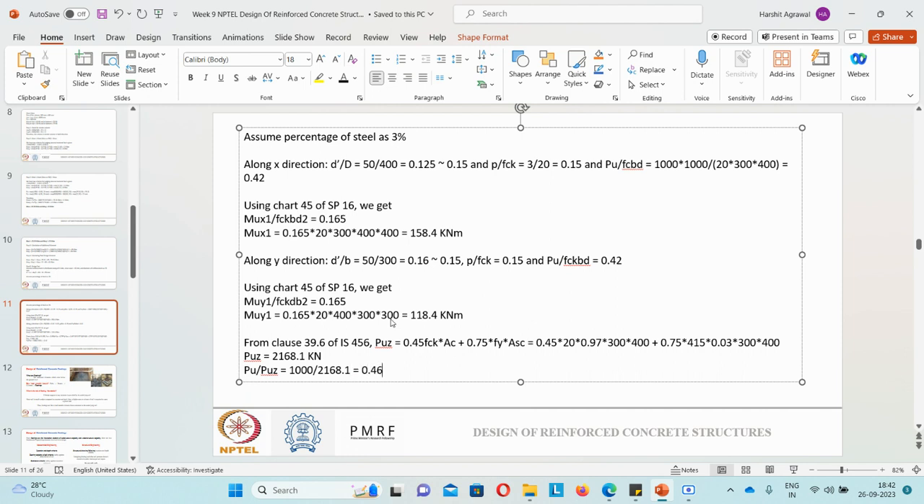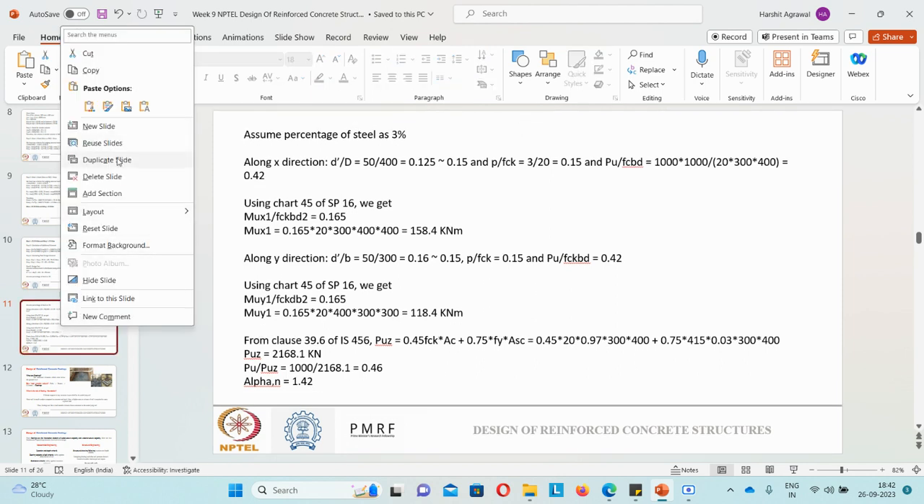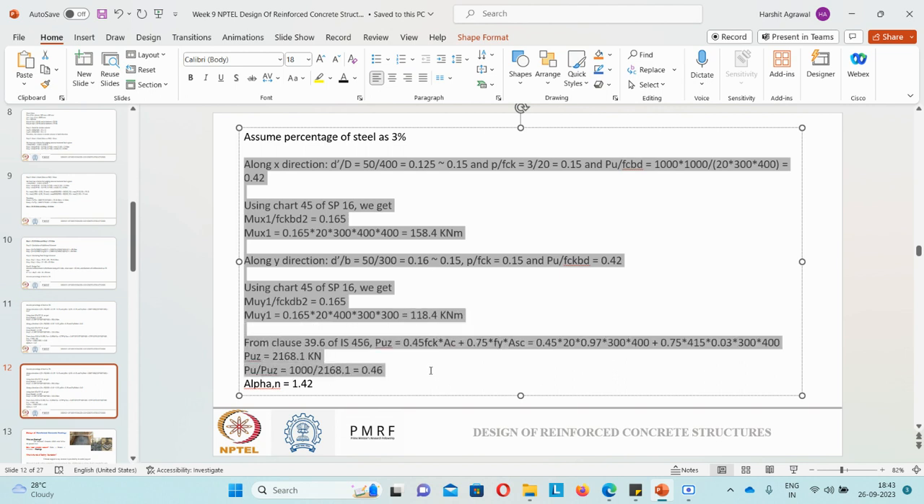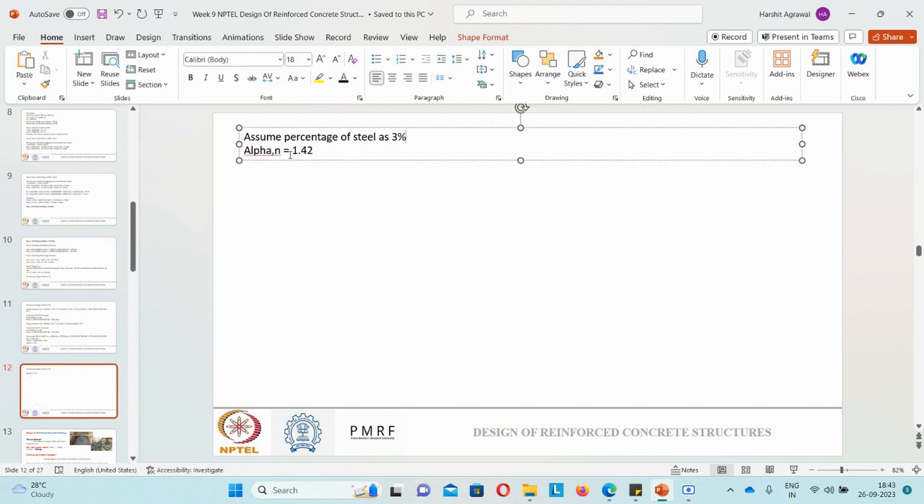We know for 0.2 ratio the alpha n value is 1, and for 0.8 ratio the alpha n value is 2. So by interpolation we can calculate the alpha n value. Just simple interpolation; I'm writing it directly and not showing the mathematical part. Your alpha n will come out to be 1.42. Now, for 3% steel, I have assumed this. Now I need to check whether this was safe or not.